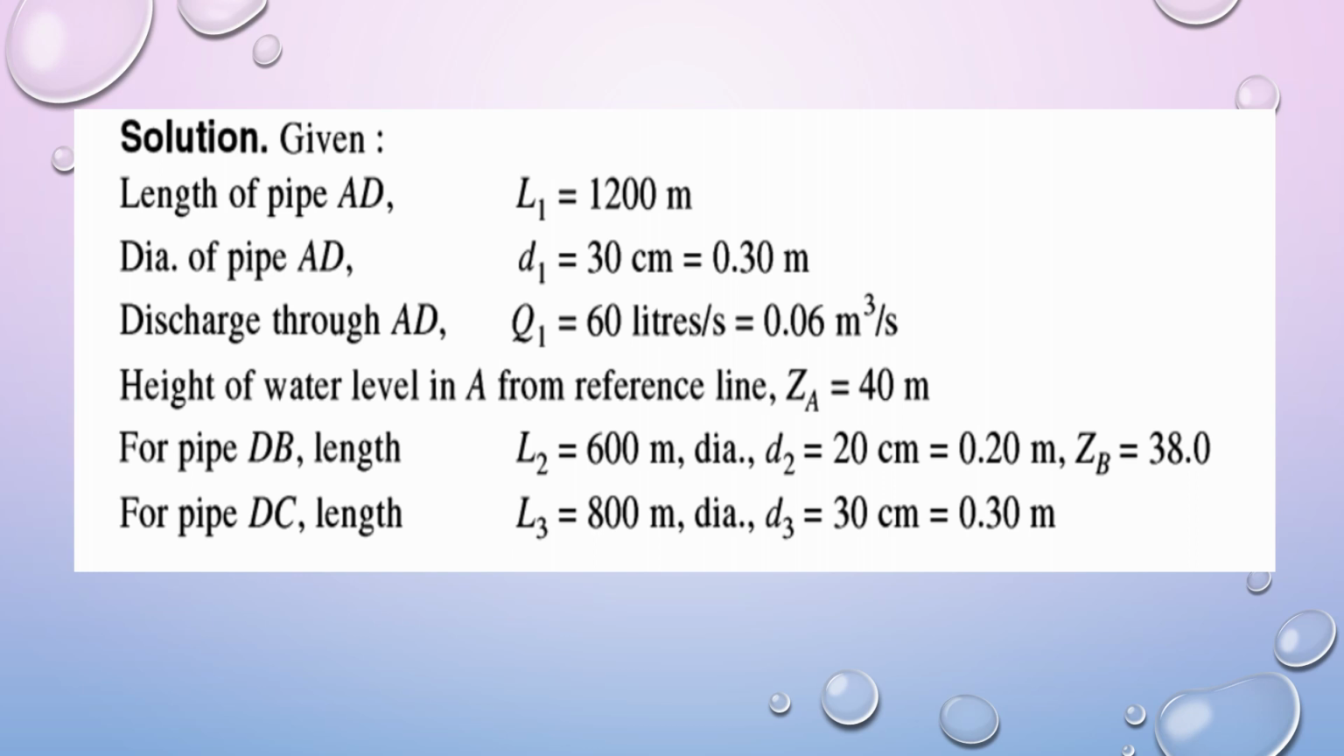So listing the given things once again, we can write L1 is equal to 1200 meter, D1 is 0.3 meter, Q1, the discharge through the main pipe AD, is 0.06 meter cube per second, and ZA is given, L2, D2 is given, ZB is given, L3, D3 is given, ZC is not given. We have to find out ZC.